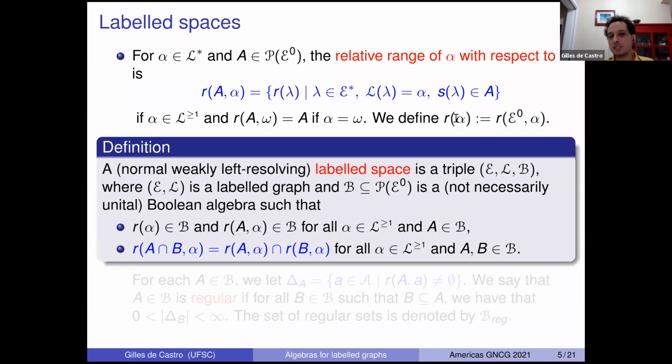And so a labeled space, which is the ingredient that you're going to use to define the algebra, like in the Leavitt graph algebra, is going to be a triple where you have this labeled graph and you have this family B. This is motivated by the work of Tomforde, who used this family of vertices to define the ultragraph algebras. At the beginning, they just assumed that this family is closed under finite unions and finite intersections. But if you look at the algebra, the relative complement is inside the algebra. So we can assume already at the beginning that B is also closed under relative complements. It makes things a little bit easier, because then we get a Boolean algebra of sets, which is not necessarily unital. So we do not assume that the top element is in B.